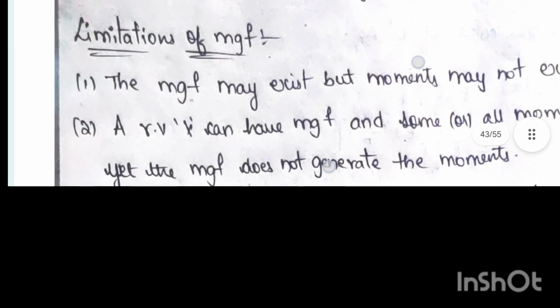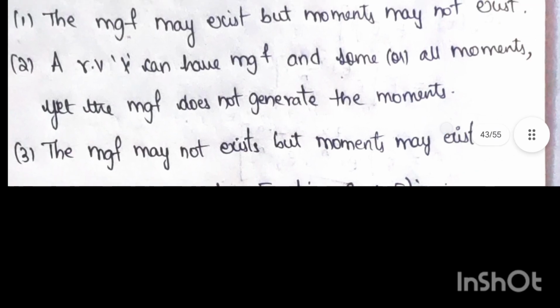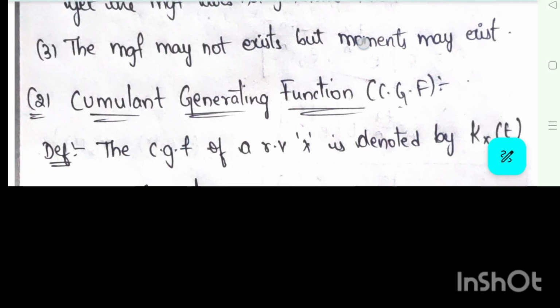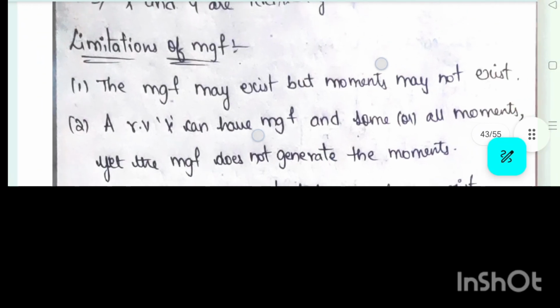So there are some limitations of MGF. The MGF may exist, but moments may not exist. A random variable x can have an MGF, and yet the MGF does not generate the moments. Also, the MGF may not exist, but the moments may exist. So these are some important concepts about the limitations of MGF.